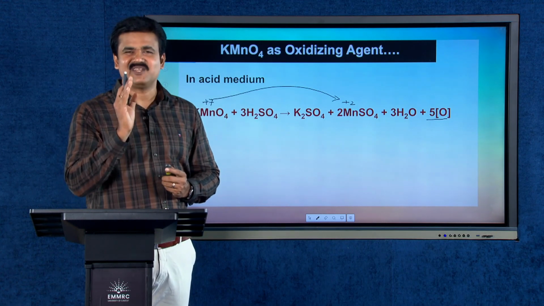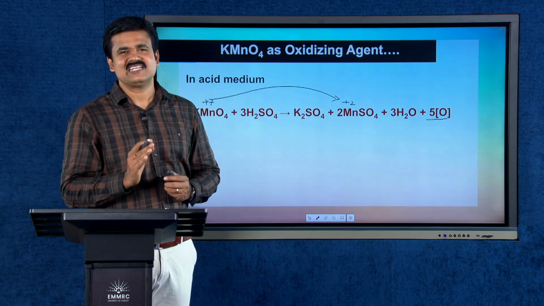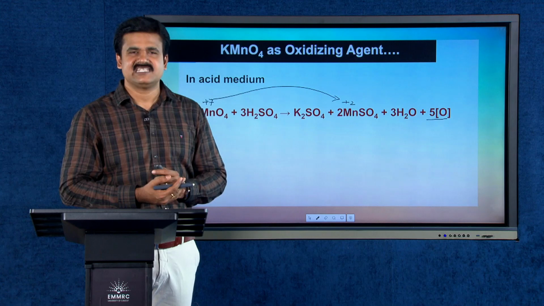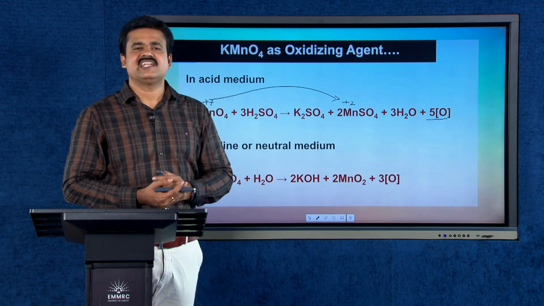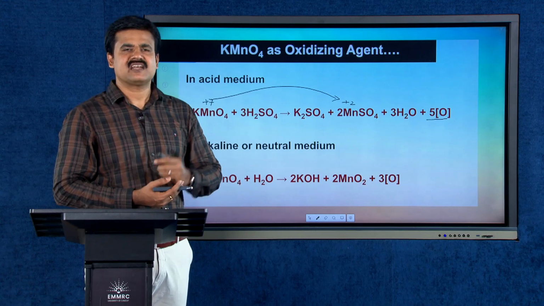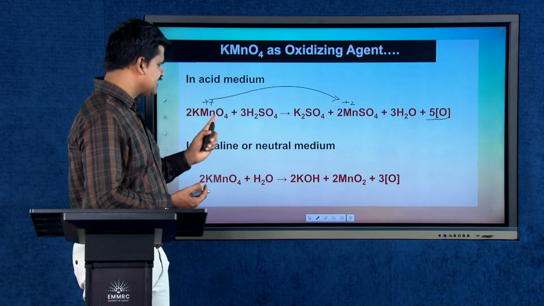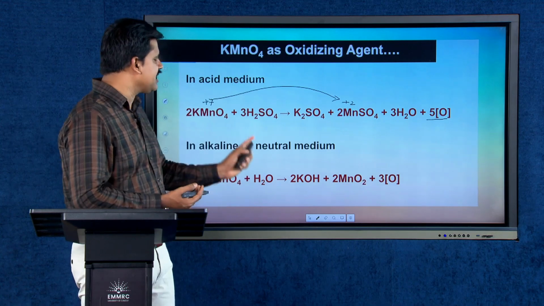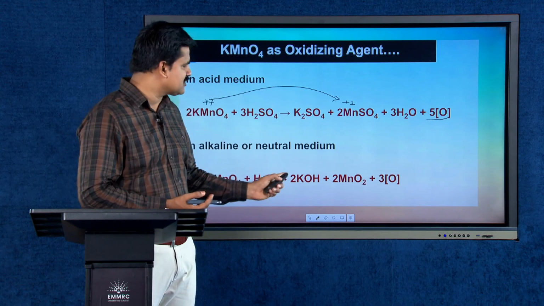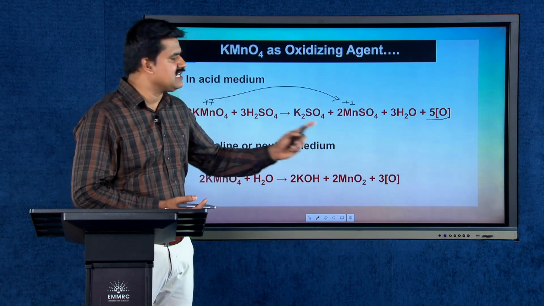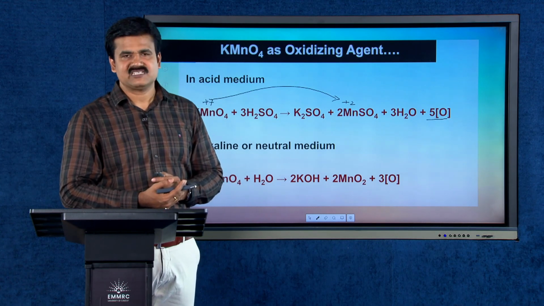It is very clear that potassium permanganate acts as an oxidizing agent as far as this reaction is concerned. Now, let us move on to alkaline or neutral medium. In alkaline or fairly neutral medium, this type of reaction occurs. KMnO4 reacts with a water molecule to produce potassium hydroxide, MnO2 or manganese dioxide, and 3 nascent oxygen atoms are released during this reaction.